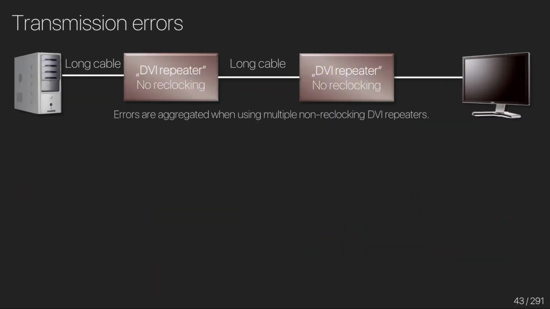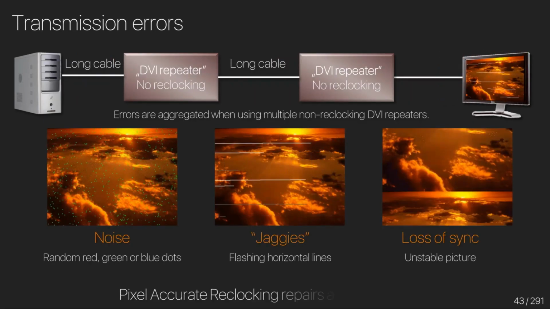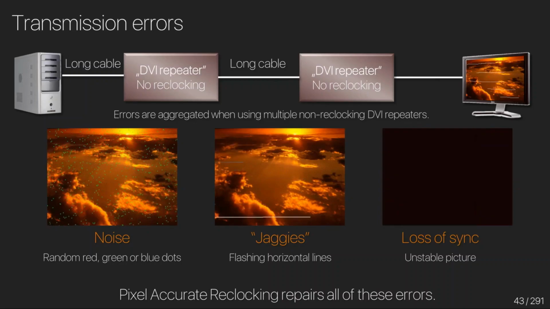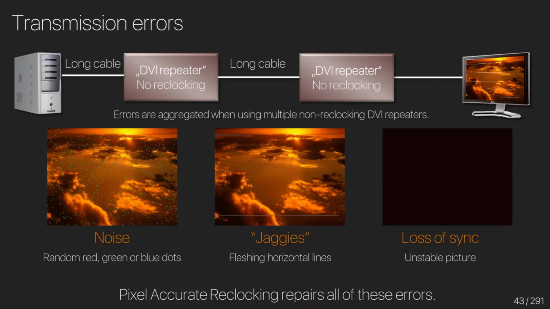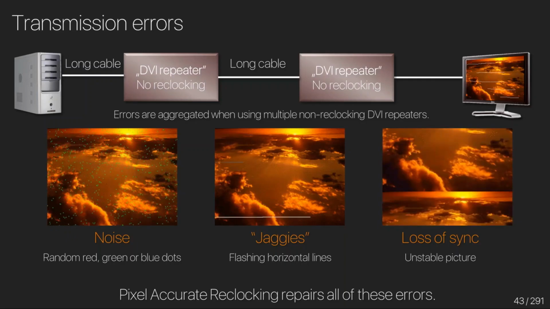So let's see what happens when you send a signal through multiple long cables and non-reclocking repeaters. You may see noise, which is flashing pixels, jaggies, flashing horizontal lines, or even a complete loss of sync and an unstable picture. All of these problems can be eliminated by pixel accurate reclocking.